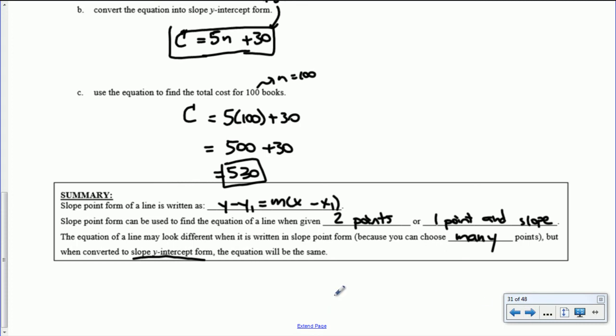Okay, so that's it for me for today. Please try the questions in the practice that correspond to today. So page 372, 4 to 12, and so on.